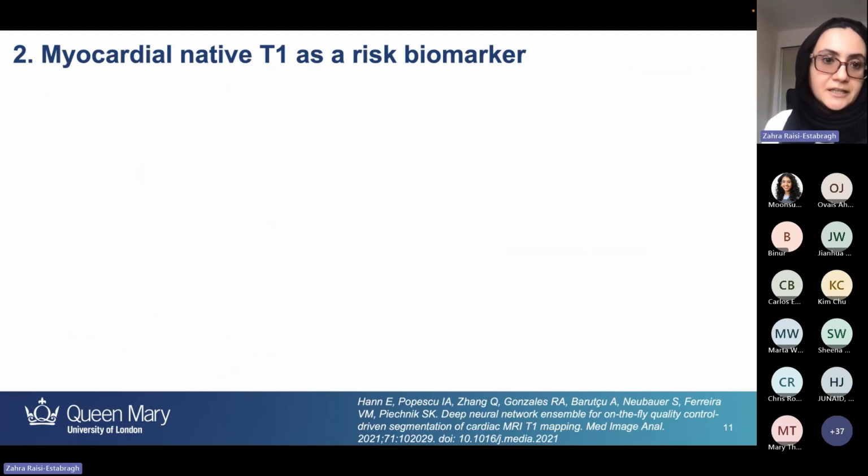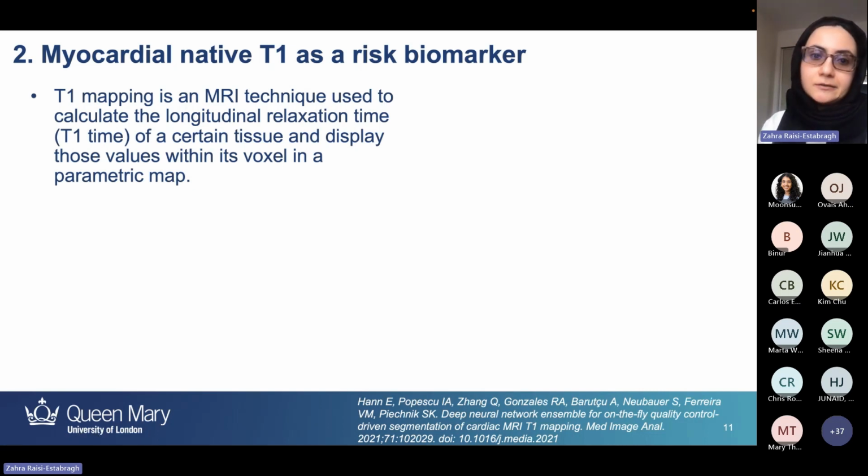Now, the second study is focused on demonstrating the value of imaging phenotypes as potential biomarkers of risk. And for this, I want to focus on myocardial native T1. Myocardial native T1 is a special MRI technique which allows us to calculate the longitudinal relaxation time of a certain tissue and display this value within a voxel in a parametric map.